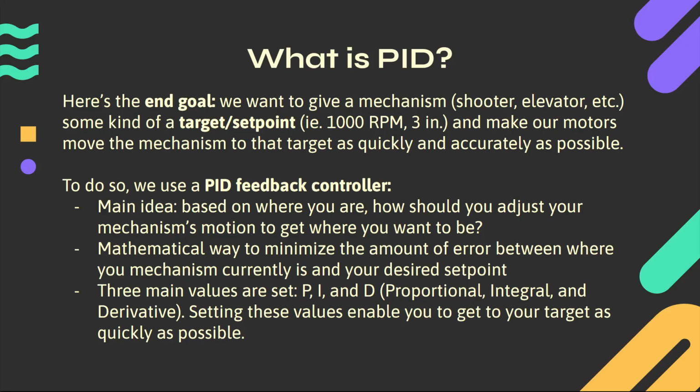In order to introduce PID, what I like to do is talk about the end goal first, what we actually want to do, and then work backwards from there. Ideally, in terms of making things super easy in code and implementation, we want to give a mechanism, whether that be a shooter or an elevator, whatever it may be, some kind of a target or set point. This could be 1000 RPM, 3 inches forward, 2 meters backward, whatever it might be. We want to give it a target to reach, and then we want our motors to move that mechanism to the target as quickly and as accurately as possible.